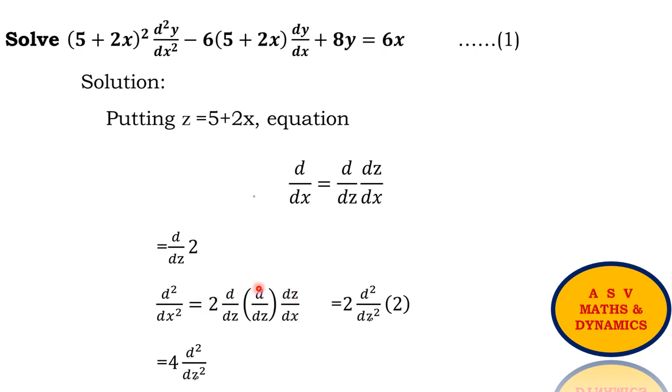Then d into d gives d squared over dz squared. So 4 into d squared by dz squared. This is the second order. So instead of d squared by dx squared, we substitute 4 into d squared by dz squared, not x squared.